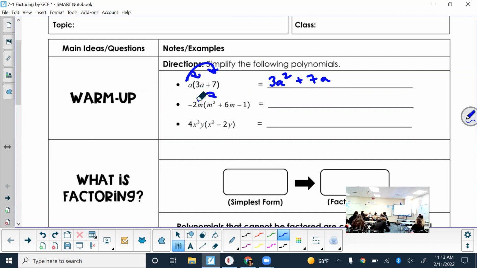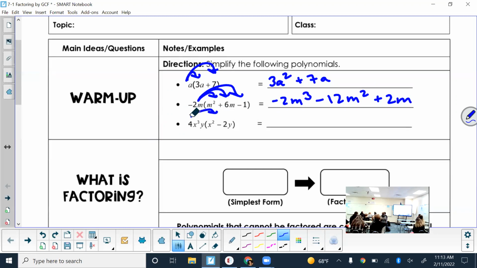All right, then on to the next one. Now there are 3 terms that we have to distribute to. What's negative 2m times m squared? Good. What is negative 2m times positive 6m? Good. Don't forget that m squared. And negative 2m times negative 1? Positive 2m is correct. All right. Questions on that one?